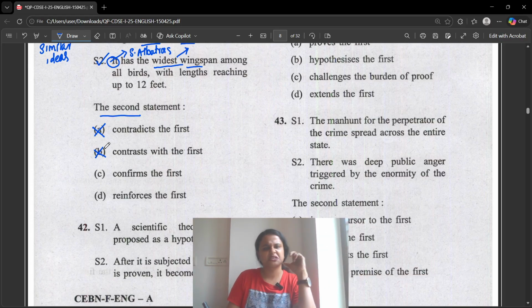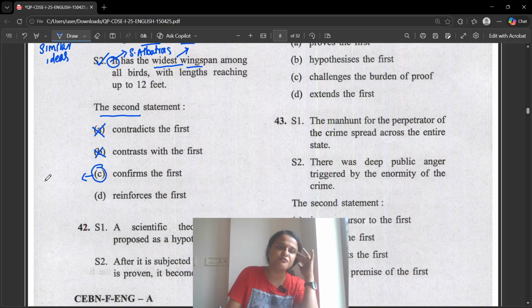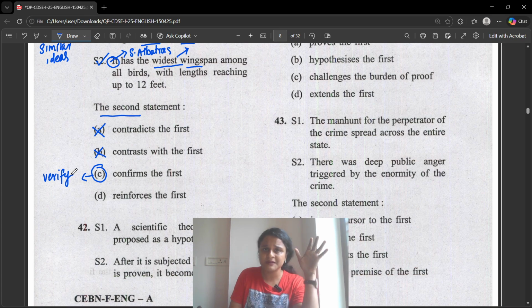Now, here is the catch. Is it confirm or reinforce? Now, what do you mean by confirm? Confirm means to verify a statement. Would you agree with that explanation?